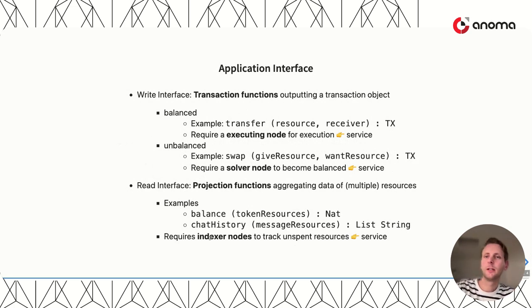And for this to work, you need to track all the unspent resources, meaning all the resources that are currently created and not yet consumed, to really calculate the right balance or have the right chat history. And either you can be online all the time to not miss a resource that you might receive or that might be related to your messenger app, or you could ask an indexer to provide the service to you.